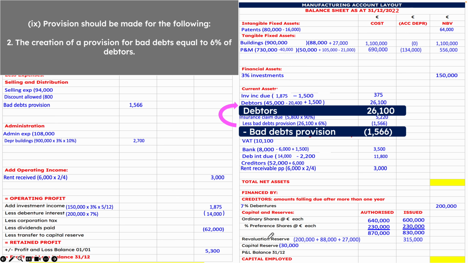Now you'll see I have not put that directly underneath the debtors figure because other things came up in the meantime. That's absolutely fine. You can draw your little arrow to show that you're taking it away from the debtors figure, and that's absolutely perfect. Now, that bad debts provision had not ever existed yet. So we have to put the total amount into selling and distribution expenses, bad debts provision, €1,566 there. So that is note 2 done.